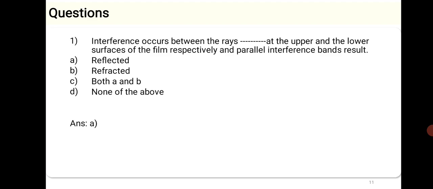Therefore, the answer for this question is option A, because the interference occurs between the rays reflected at the upper and lower surfaces of the film respectively, and parallel interference bands result. Therefore, the answer is option A.